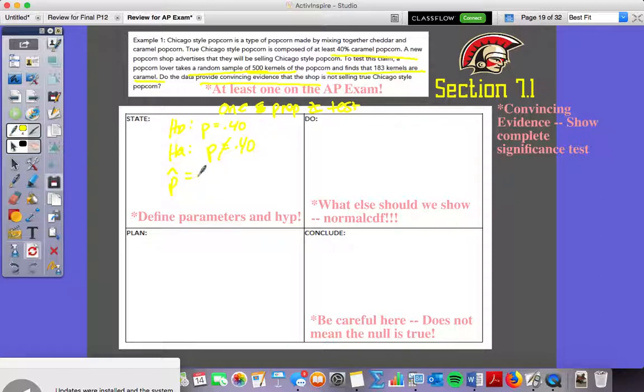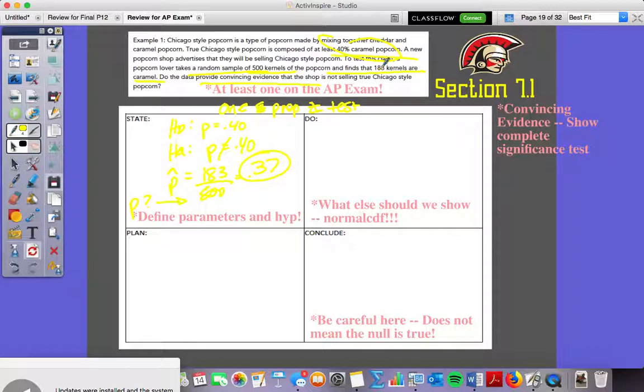P hat would be the 183 over 500 when we actually test this, right? 0.37 would be my P hat value. Now, as I do this, make sure you define what P is. It's the true proportion of Chicago-style popcorn that is caramel. Yeah, I just put true proportion of popcorn in the Chicago style that is caramel. Okay, it's good.